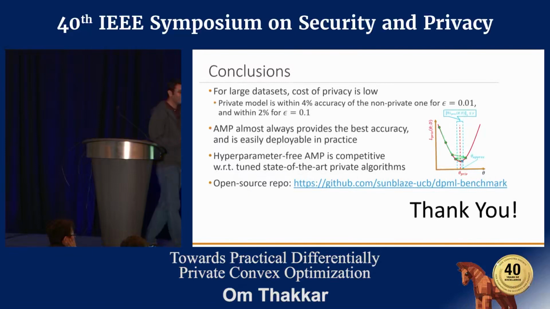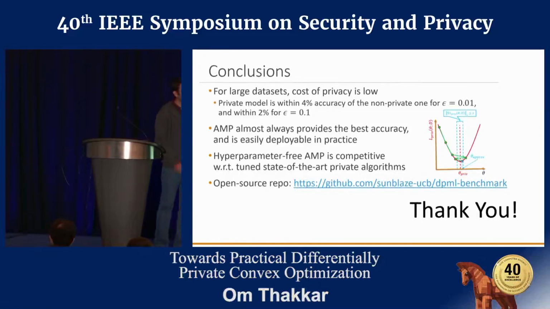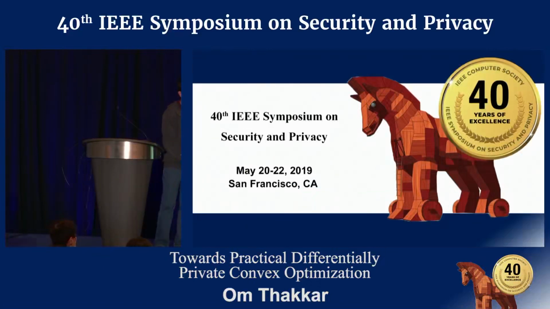Sorry, this might be a naive question because I'm not an expert on differential privacy, but I was just wondering, what makes the decision of the epsilon value of 0.01 adequate for privacy?